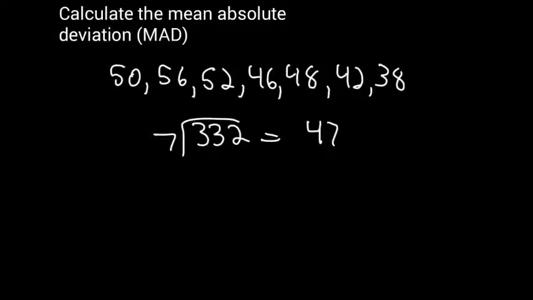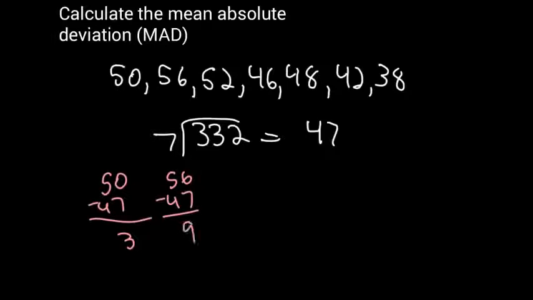Alright, so after you find your mean, what you're going to do is take that mean of 47 and subtract it from every number you had there. So you're going to just start 50 minus 47. No matter how you do this, you want your answer to be positive. So 56 minus 47 would be 9. 52 minus 47 would be 5.